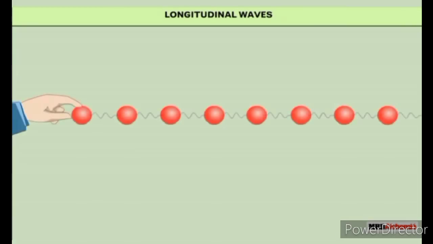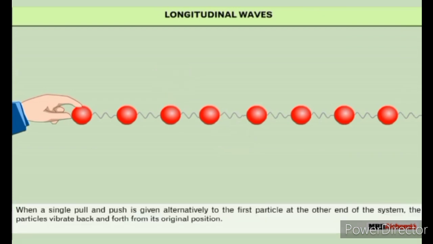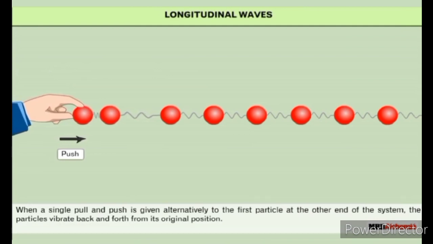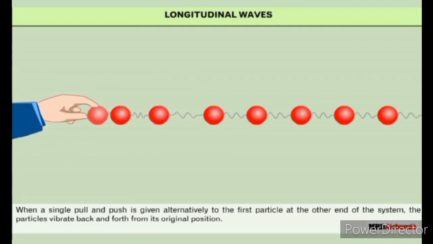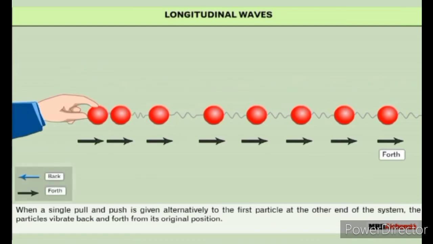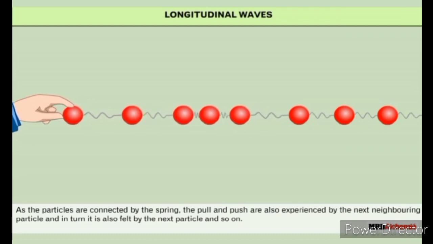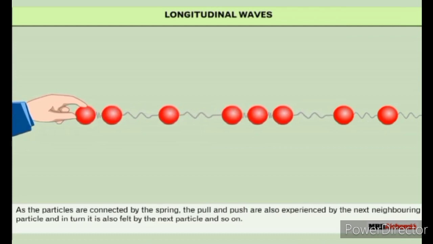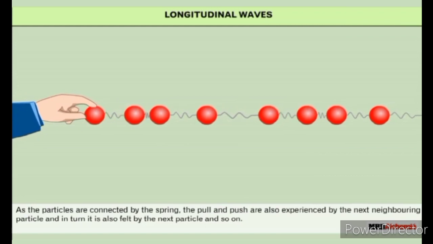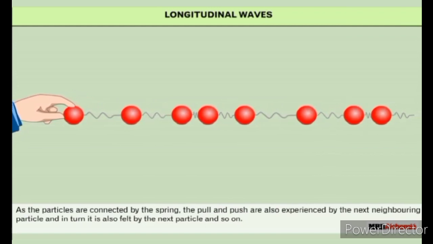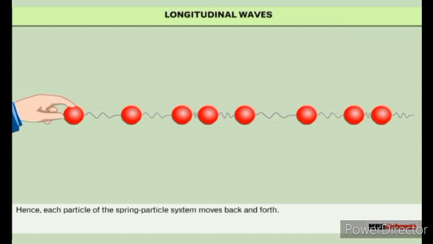Longitudinal waves. Let's consider a spring particle system fixed at one end. When a single pull and push is given alternately to the first particle at the other end of the system, the particles vibrate back and forth from their original position. As the particles are connected by the spring, the pull and push are also experienced by the next neighboring particle, and in turn, it is felt by the next particle, and so on. Hence, each particle of the spring particle system moves back and forth.